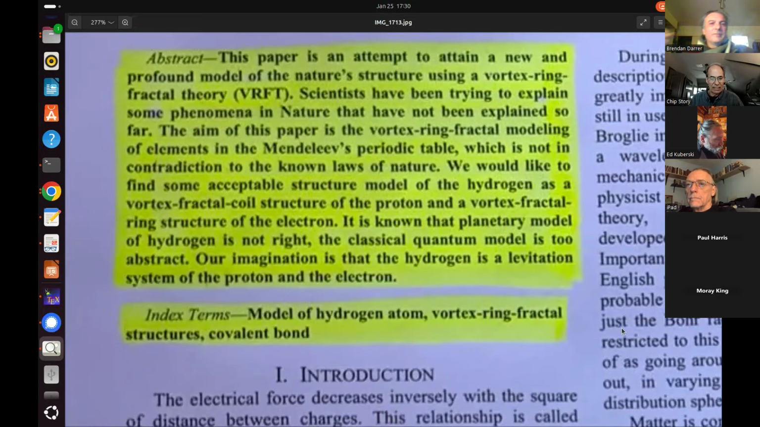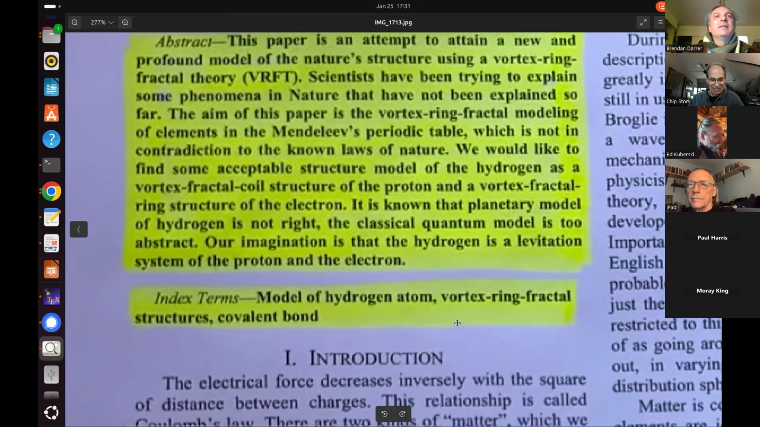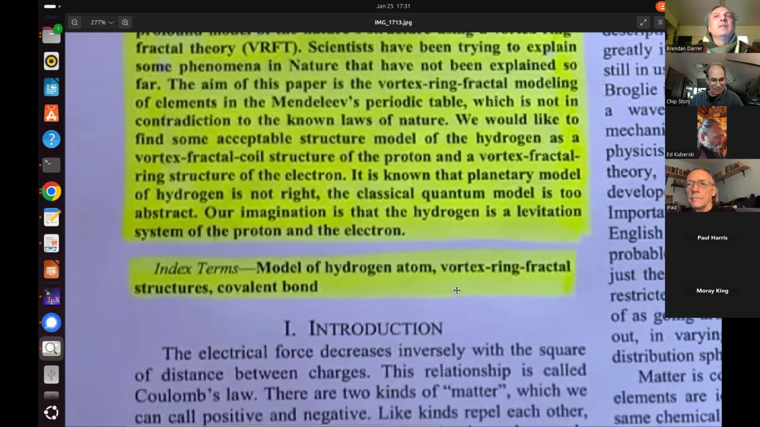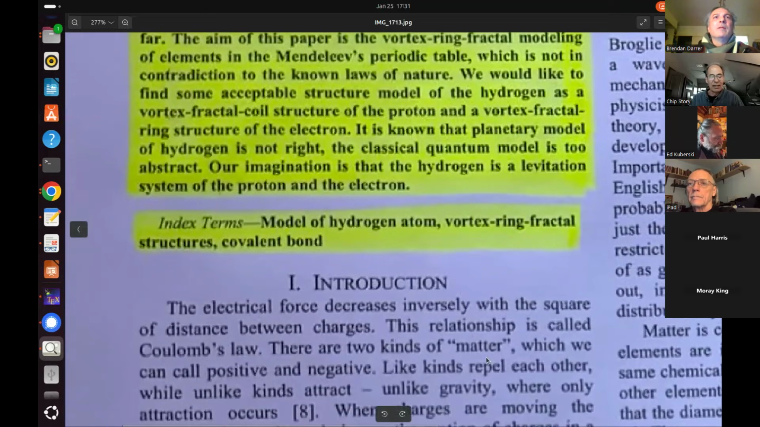It is known that the planetary model of hydrogen is not right. The classical quantum model is too abstract. Our imagination is that hydrogen is the levitation system of the proton and the electron.